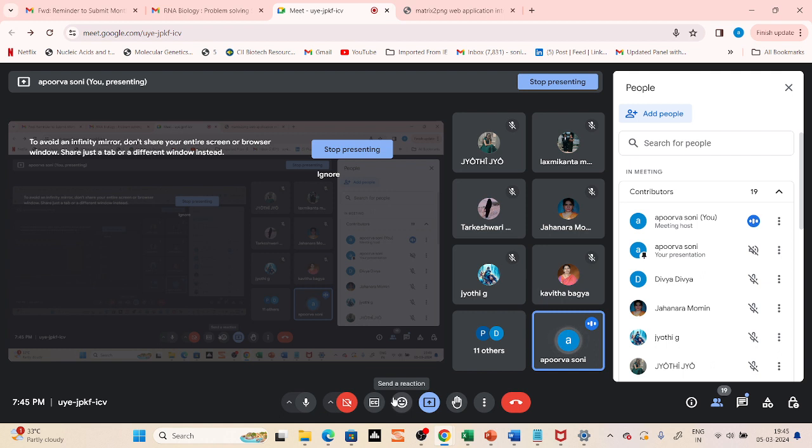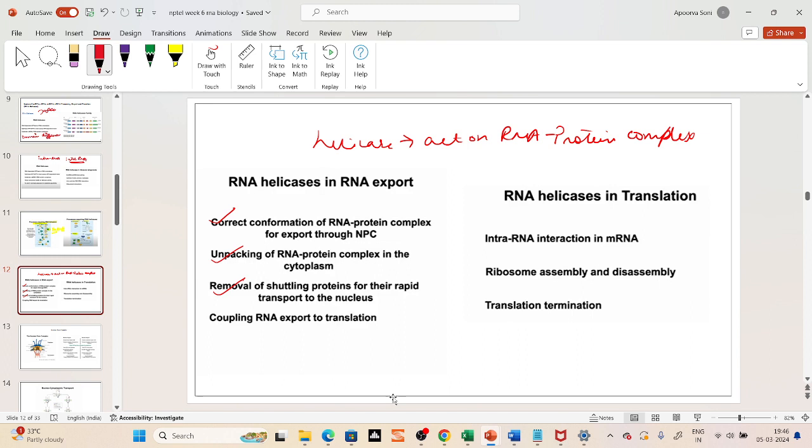Nucleus cytoplasm, they are helping in the import and export of certain RNA molecules, proteins, whatsoever. Basically, when RNA is exported from the nucleus to the cytoplasm, various shuttling proteins are helping it. Sometimes these shuttling proteins have to be removed once their work is completed, so that transportation can be more rapid. Just like we discussed that RNA helicase can work on double-stranded RNA or RNA protein complexes, in a similar way it helps in the removal of shuttling proteins.